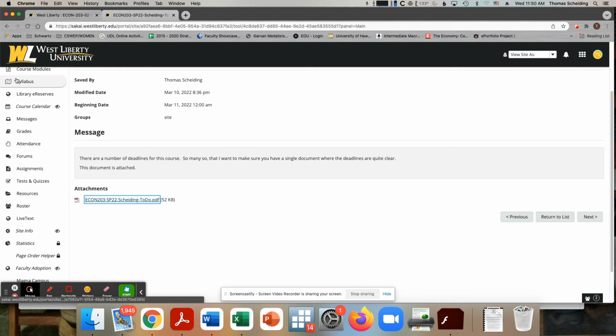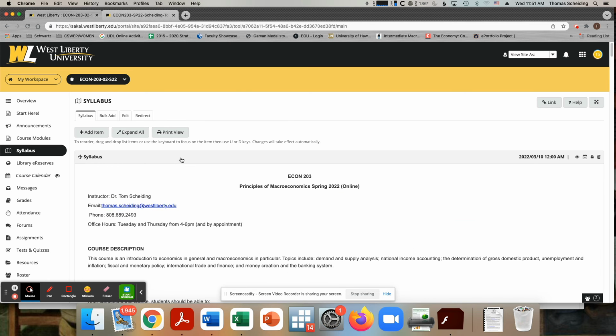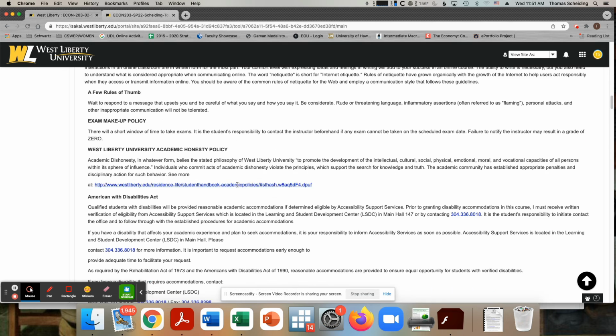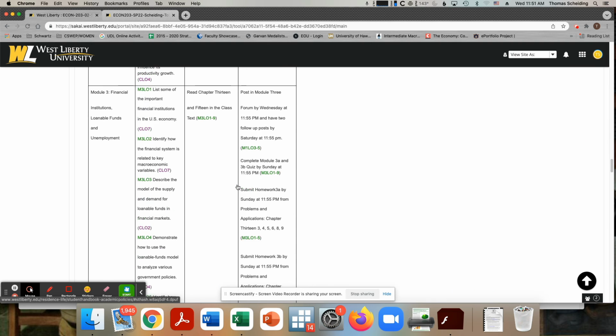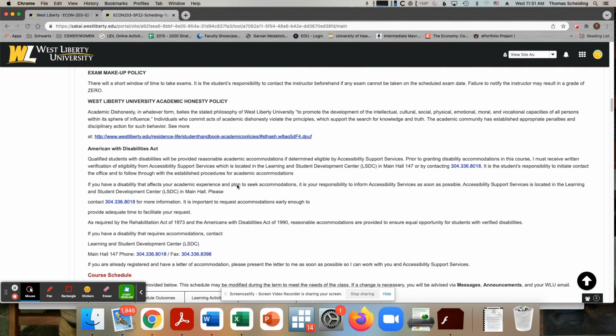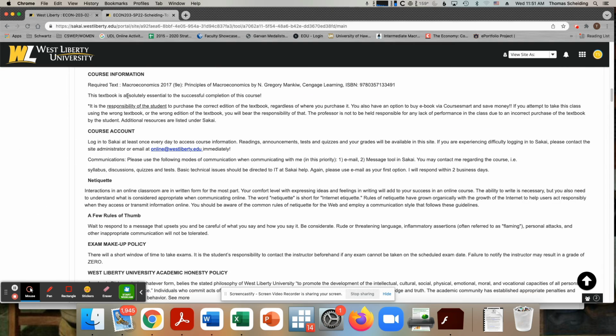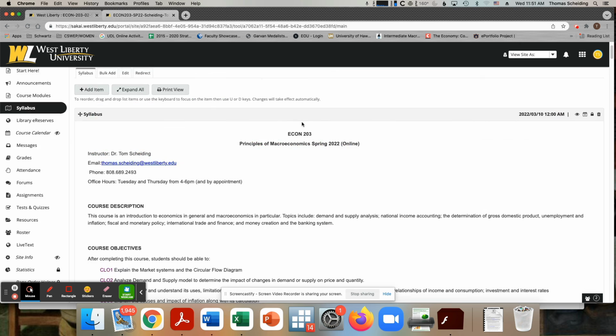Then let's go back to the syllabus. In the syllabus as well is the textbook requirement. So what the makers of this course determined was that we would have the N. Gregory Mankiw book, which is actually a very good book, and that the homework assignments would come from the book. So the book is very easy to read, and I think it's a very useful book.